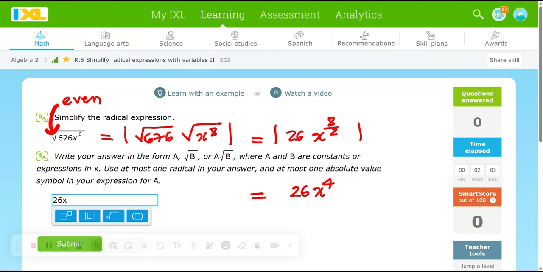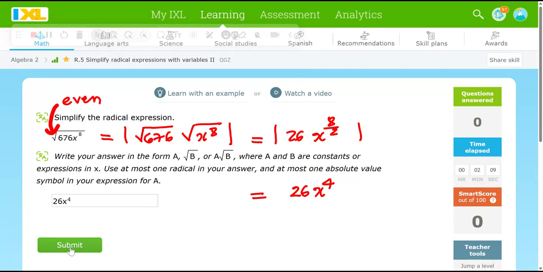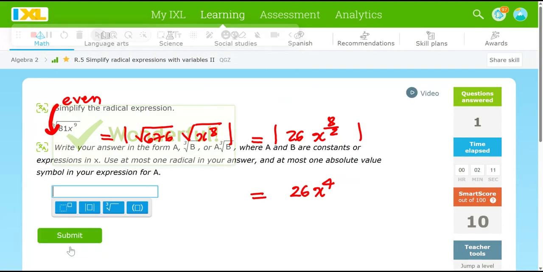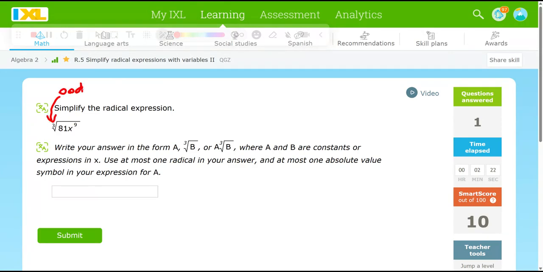26 x to the 4. Alright, submit. We should be correct. Voila. Okay. Next one, we do the same thing, but this time odd root. So when you have odd root, you don't worry about absolute value sign. Alright? Okay, so now you take cube root of 81 and then cube root of x to the 9.